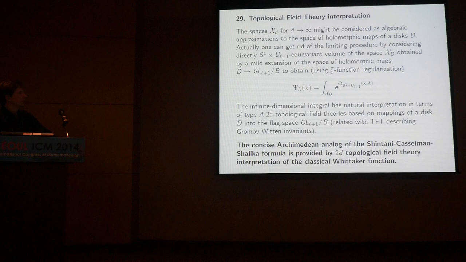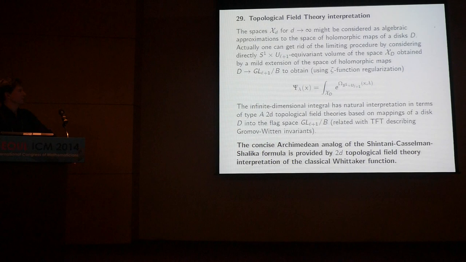But if we find an infinite dimensional integral somewhere, we should look for some quantum field theory behind. And indeed, in this case, one can identify this integral as a correlation function in the two-dimensional topological field theory of type A, which describes maps of the disk into the flux space. This theory is a variant of the topological field theory described by Gromov-Witten invariants. So it's a cousin, but it has two differences. First, it's non-compact, but more important, it's an equivariant version. And this gives some very nice special features of this theory.